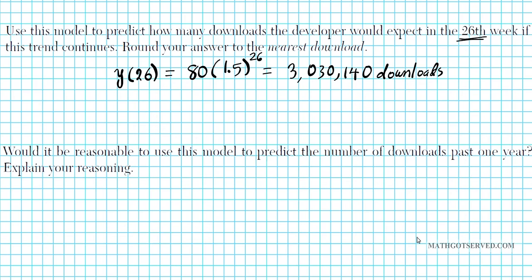Now, the next part says, will it be reasonable to use this model to predict the number of downloads past 1 year? The answer is no. Why not? Because the farther you are away, the less accurate your prediction will be. That's basically the reason why you don't want to use it for greater than 1 year. For this problem, you cannot just say no. You have to explain your thought process. Why do you come up with no?